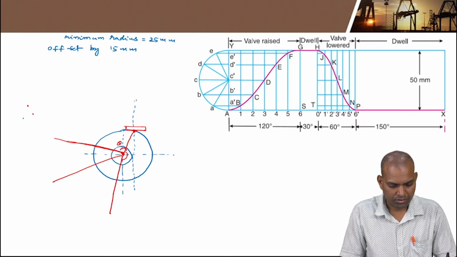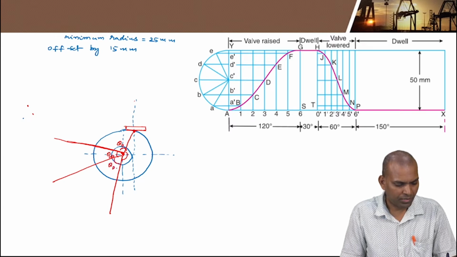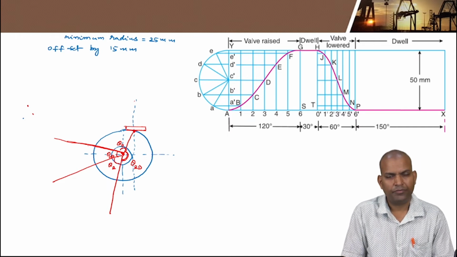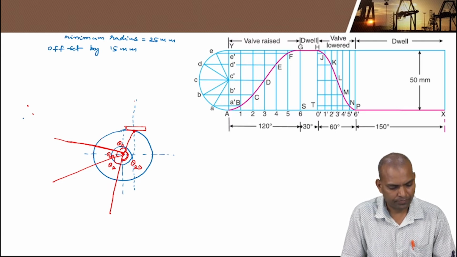That is the outstroke, dwell, and return stroke. This complete portion is the dwell after the return stroke. Now divide the circumference of the base circle into an even number of parts, that is 6 equal parts.